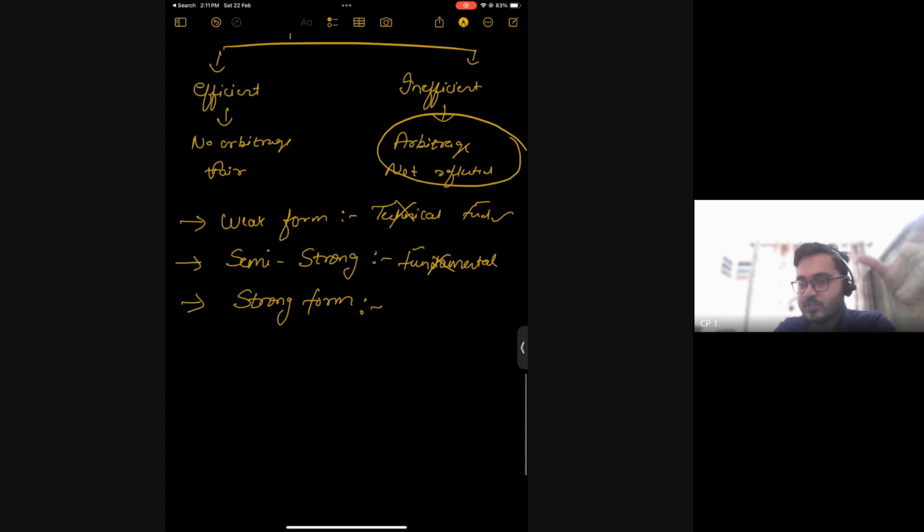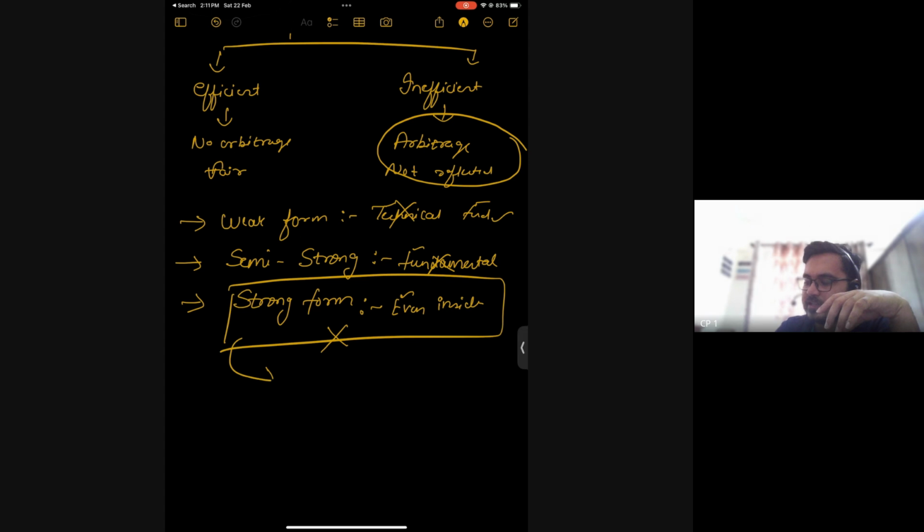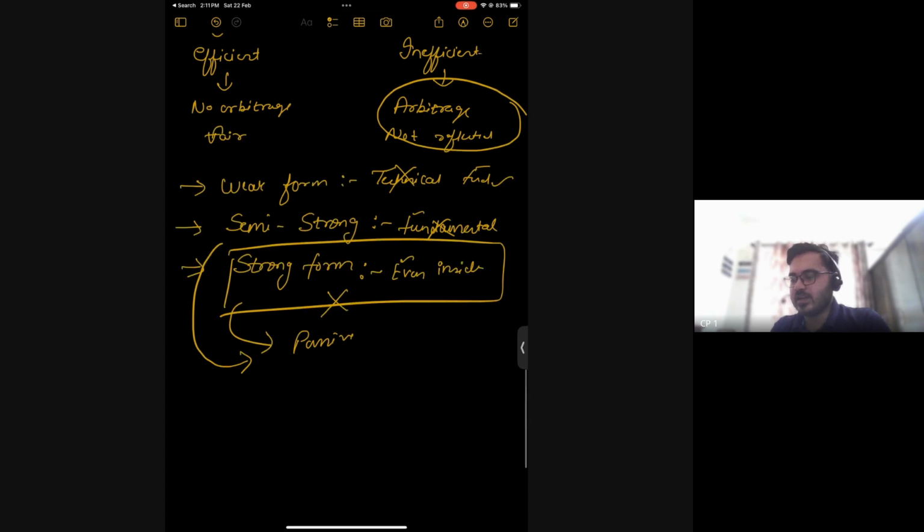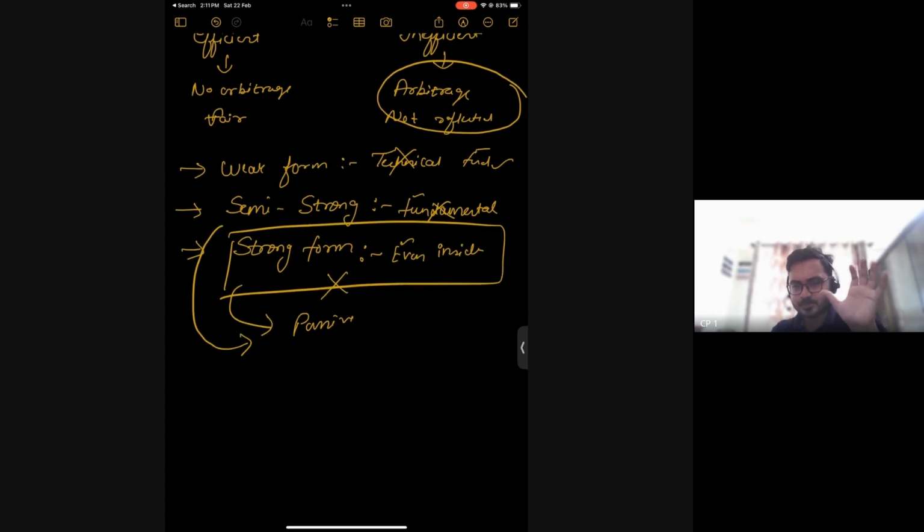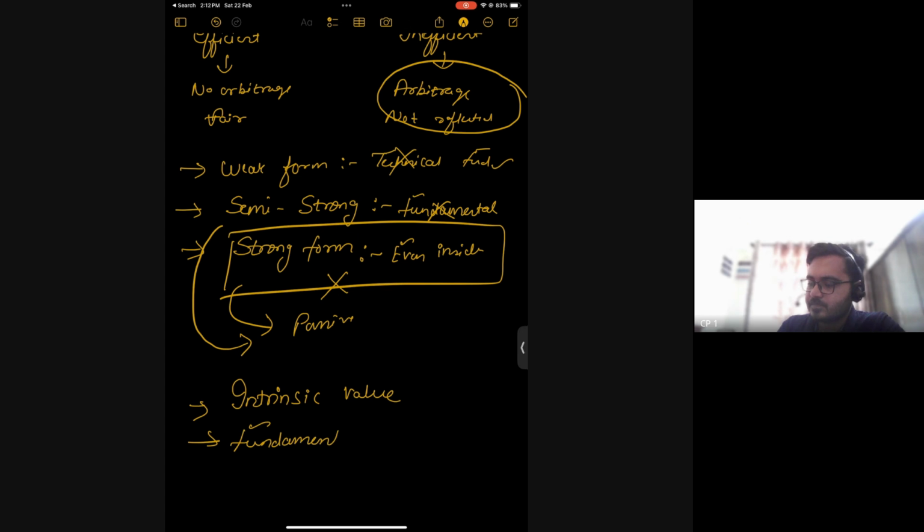And finally, we have strong form efficiency, which tells me that even insider information is reflected. So nothing is going to work in this specific situation. The only thing which you should do is passive investing. Even in case of strong form, you should do passive investing only, because nothing is going to work. So ideally, the end idea over here was that in case of an efficient market, the equities in general are going to trade at their intrinsic value, or they're going to trade at their fundamental value.